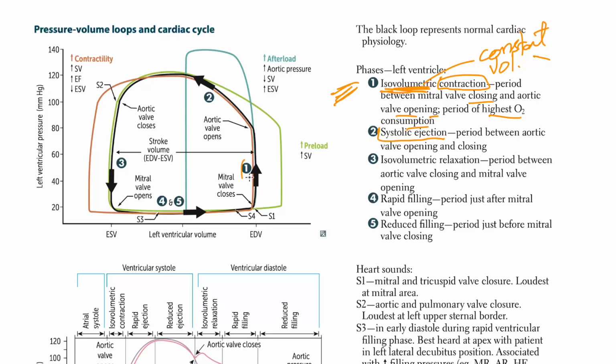Look at this point 1. So what is this point? Period between mitral valve closure and aortic valve opening. So this is the period. So from this point to this point is your isovolumetric contraction. Okay, so the next point is your systolic ejection. Systolic ejection is the period between aortic valve opening and closing.